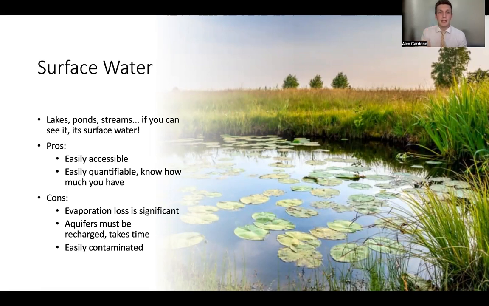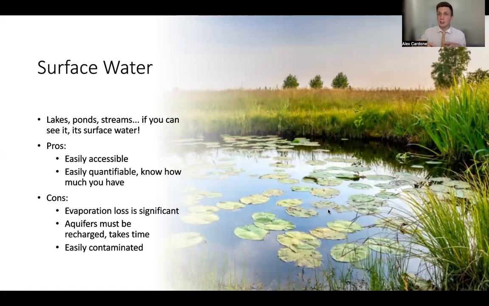That's it. It's also easily quantifiable. We can know how much we have just by looking at it. Everything that we can see, we know it. Some cons of surface water, and again, this is from the perspective of imagine if we relied on surface water to get our drinking water, our usable water. So again, pros: easily accessible, and we know how much it is in case we're close to running out. Cons: the evaporation loss is significant.